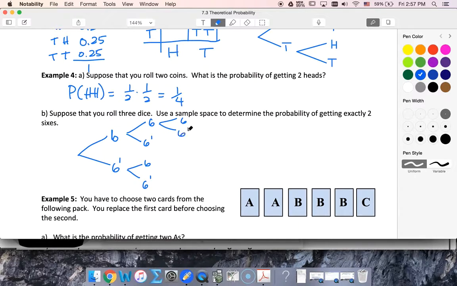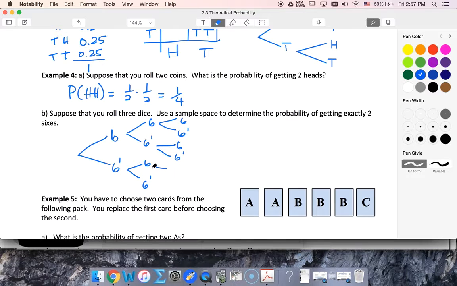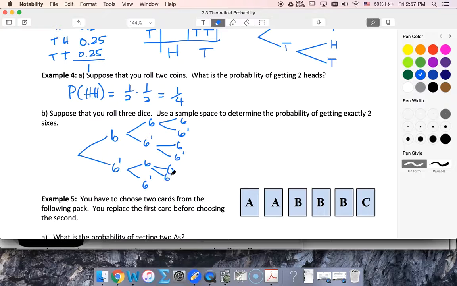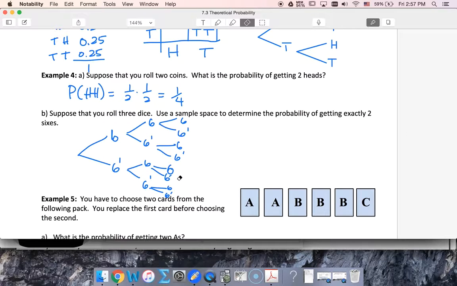I'm going to get 6 or not 6, 6 or not 6. Same thing, 6 or not 6. Should have written those a bit smaller. 6 or not 6. So I want exactly 2 6s.